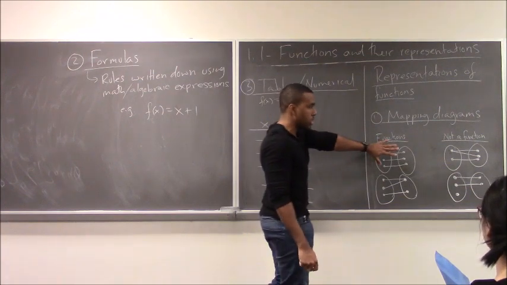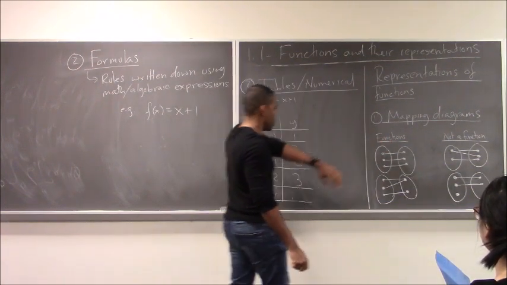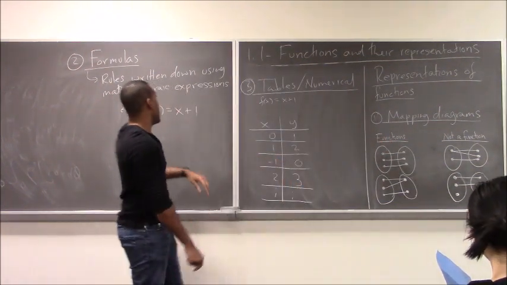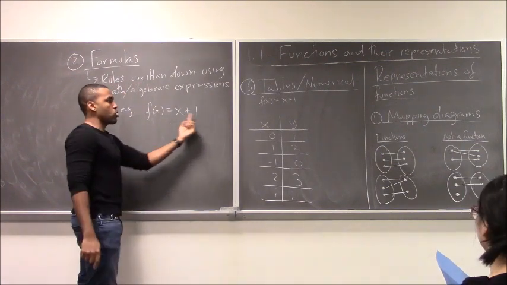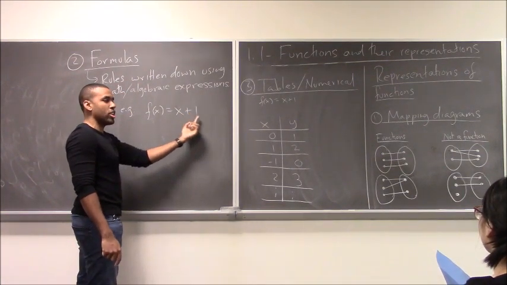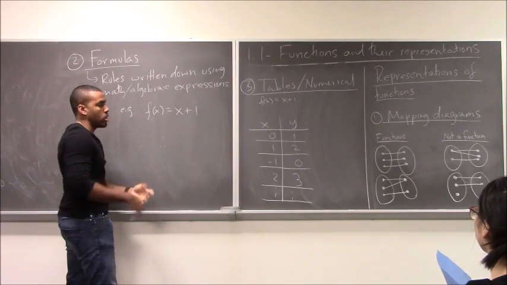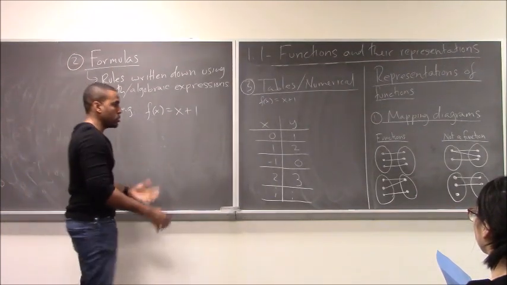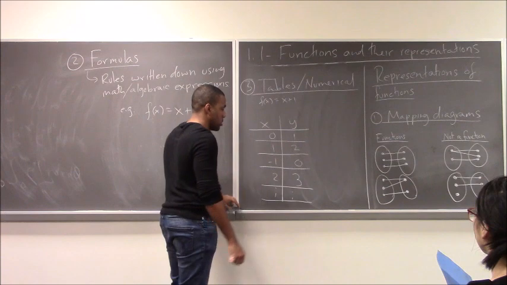So I can tell you in a picture, as I've done before with a mapping diagram, that's when we first started the example over here. I could give you a formula, where the rule uses mathematical language to tell you what to do to the input: add 1, square it, divide by 2, do something to it. Or I can give you a table.